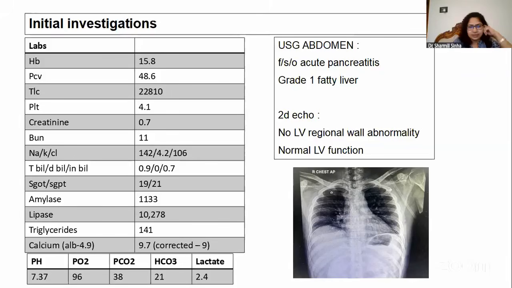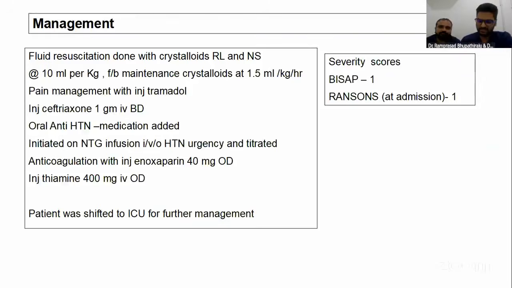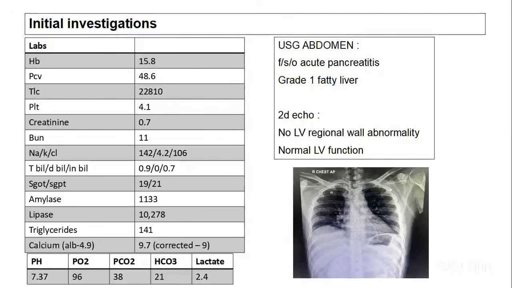So next, the initial management. One second. You said ultrasound was suggestive of features such as acute pancreatitis. Can you tell me what are the ultrasonic features of acute pancreatitis? There is a gross enlargement of the pancreas, sir, as per the ultrasound. So at this point, what you can find is a bulky pancreas, right? Are there any gas shadows?